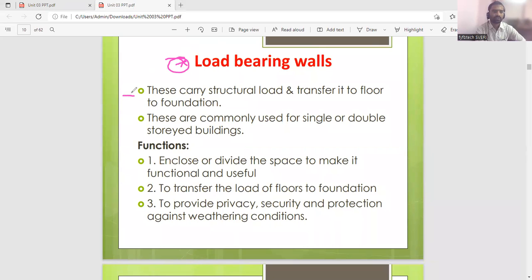Load bearing walls. These carry structural load and transfer it to the foundation. These are commonly used in single and double story buildings.